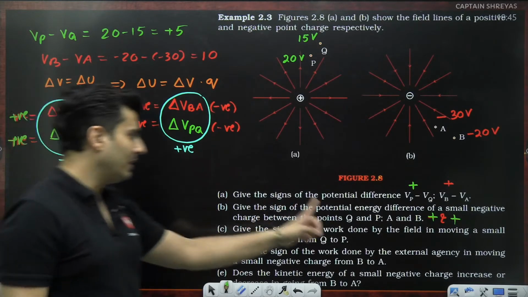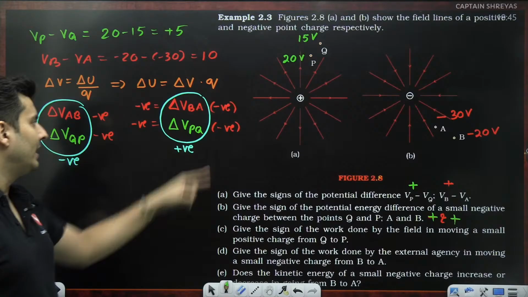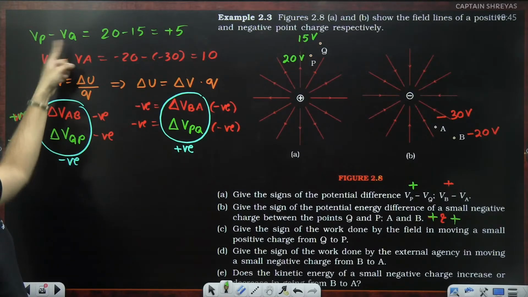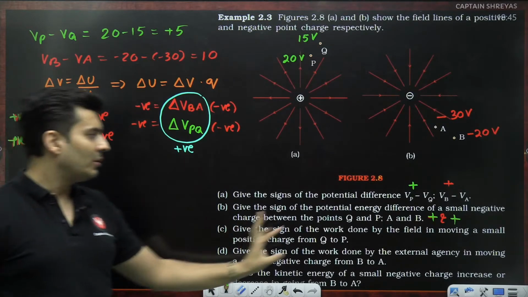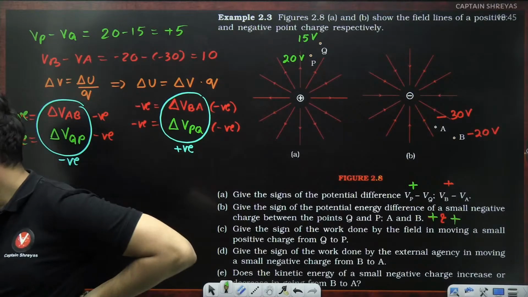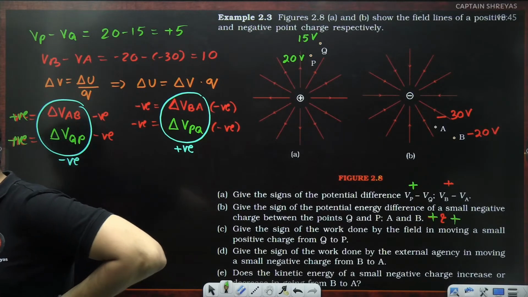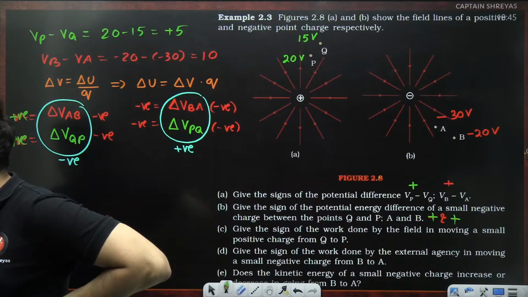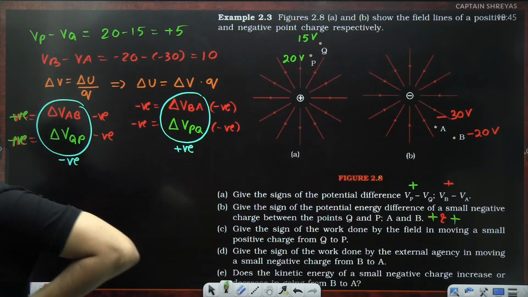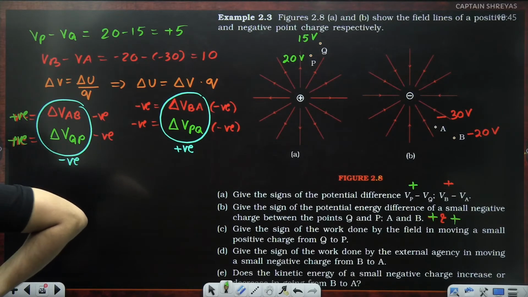Hence, the answers for both these things will be positive only because of the order of the events. They have asked between Q and P, not P and Q. This was between P and Q. This was between Q and P. So I have to reverse the sign. That's the only difference. So small things which you need to keep in mind. Is that okay? Shall we move ahead to the next one?